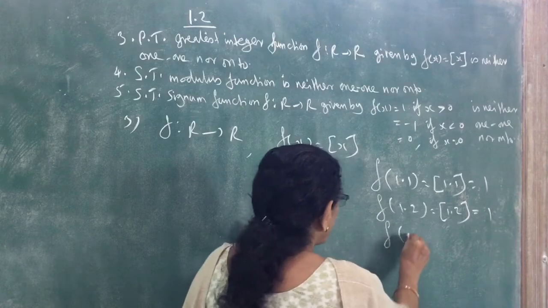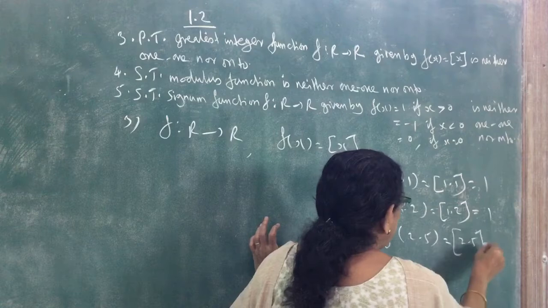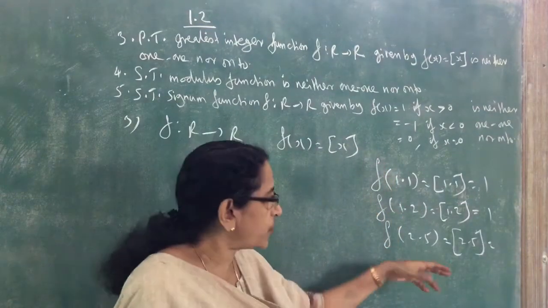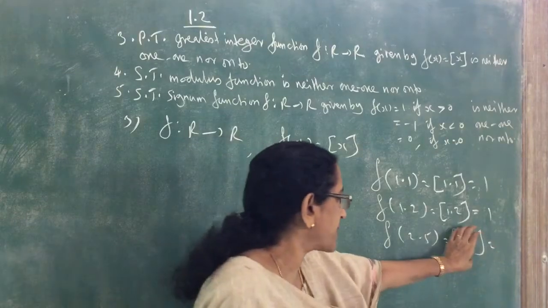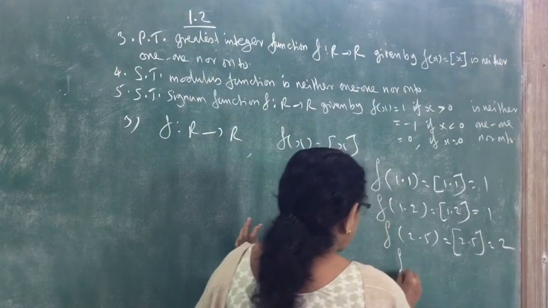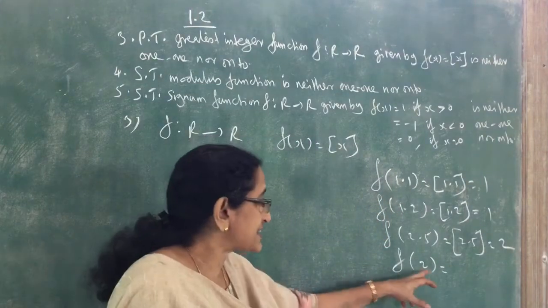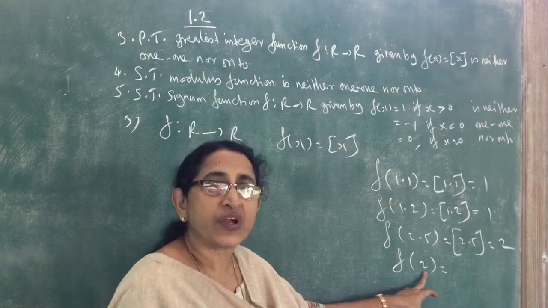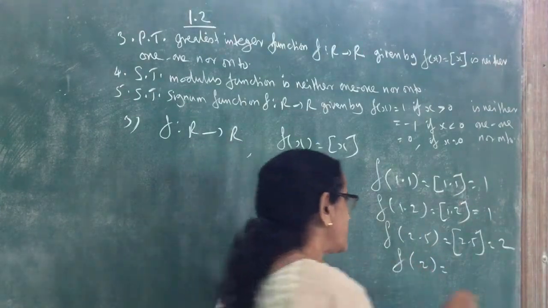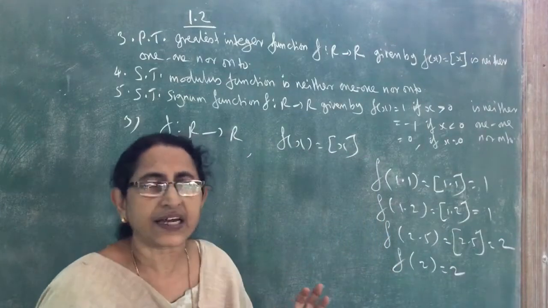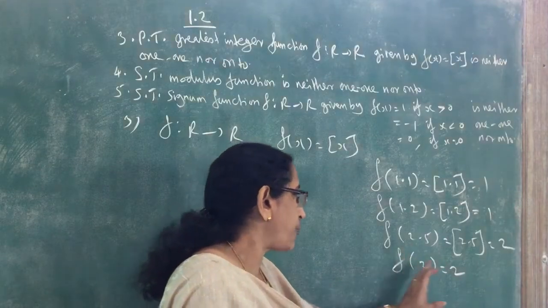Now what is f of 2.5? Greatest integer function 2.5, that is greatest integer less than or equal to 2.5, that is 2. Greatest integer less than this number, that is 2. Now what is greatest integer function 2? F of 2, that is greatest integer less than or equal to 2. So here 2 is already an integer. Therefore, value of f of 2 is 2. Greatest integer less than or equal to 2. So here since 2 is an integer, f of 2 equal to 2.